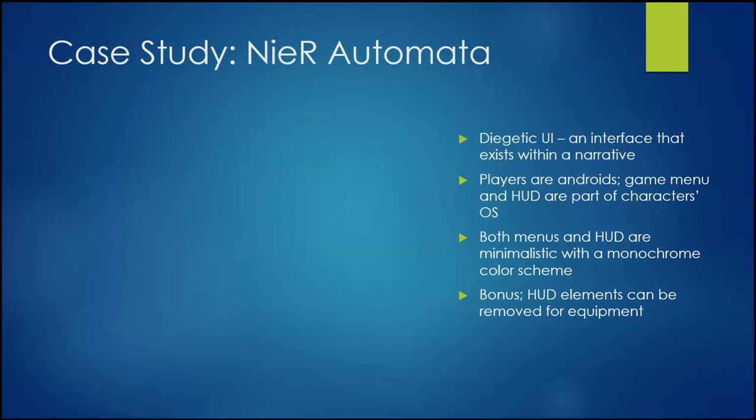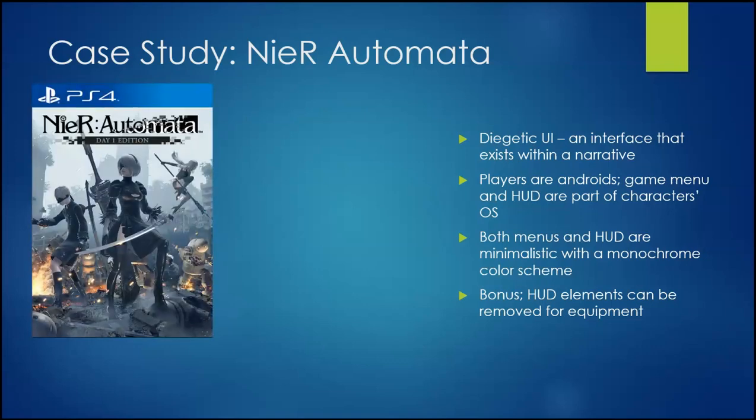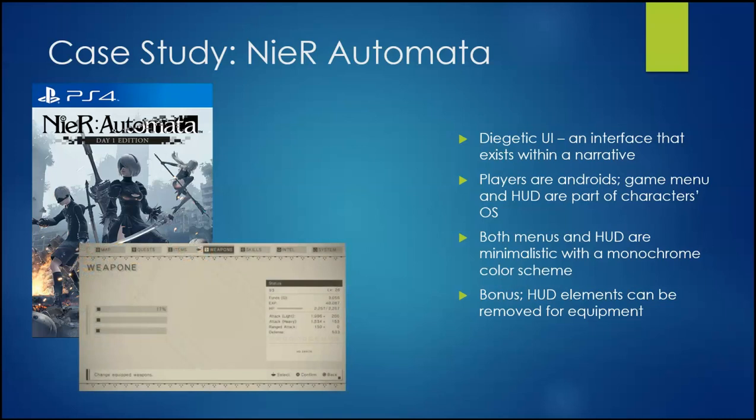Now, here's something I enjoy: Nier Automata. While I haven't personally played the game myself, I've seen many people talk about the story and overall UI design. Simply put, this is a case of diegetic UI, an interface that exists within the narrative of the story. Here, you play as Android, so the game menu and HUD are part of your character's OS. Both menus and HUD are minimalistic with a monochrome color scheme, which fits perfectly with the game's tone while also not distracting from the overall gameplay and combat.